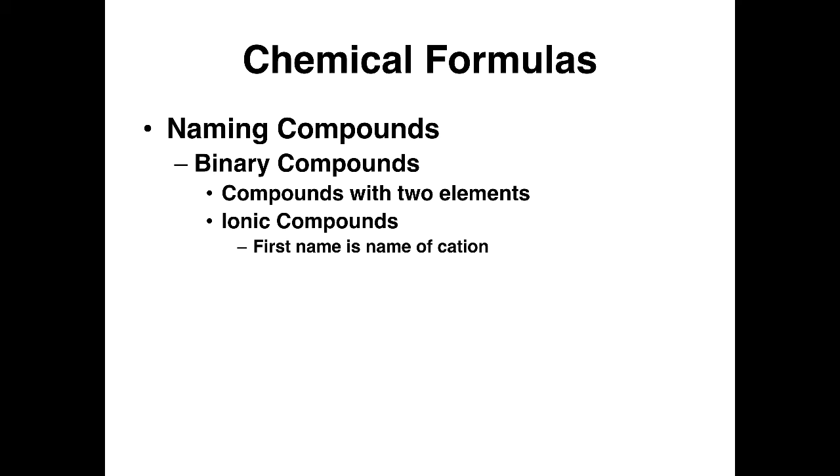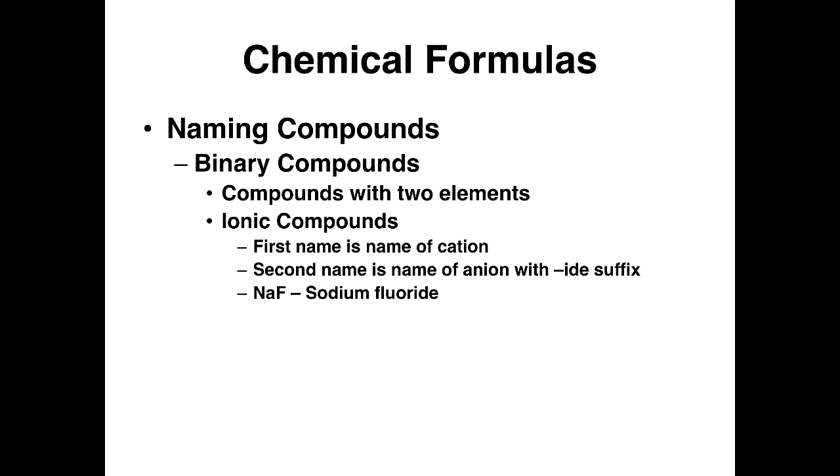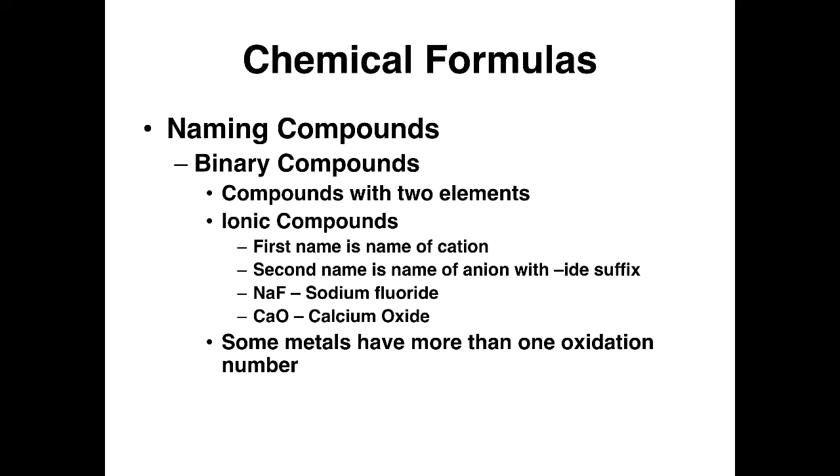The first name is the cation, and the second name is the anion with that IDE suffix. So for example, sodium and fluorine is sodium fluoride. Calcium and oxygen is calcium oxide. Some of the metals have more than one number. Well, how do we distinguish more than one number? You use a Roman numeral to show the charge on the cation.